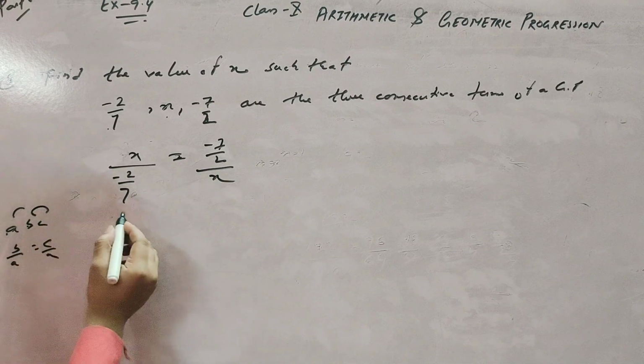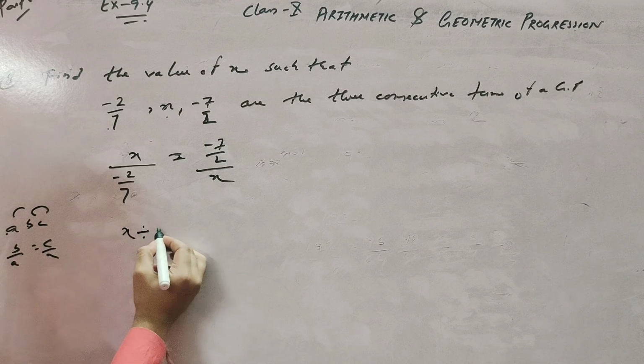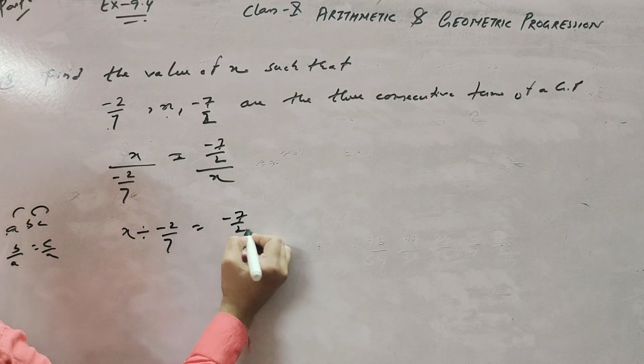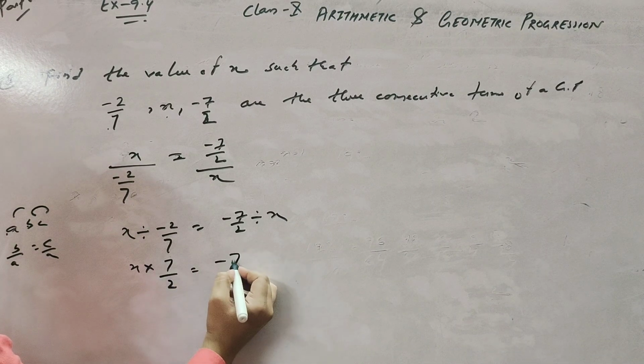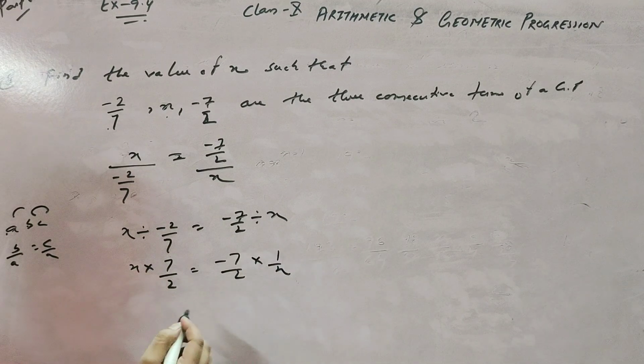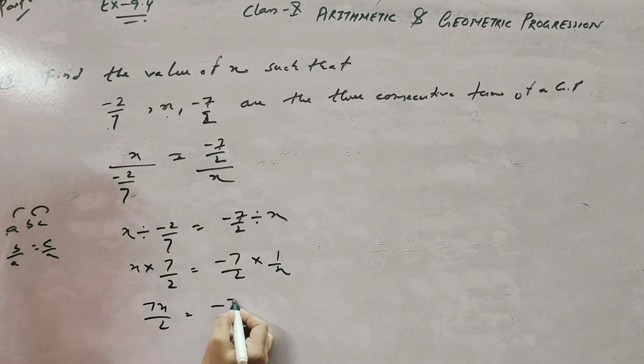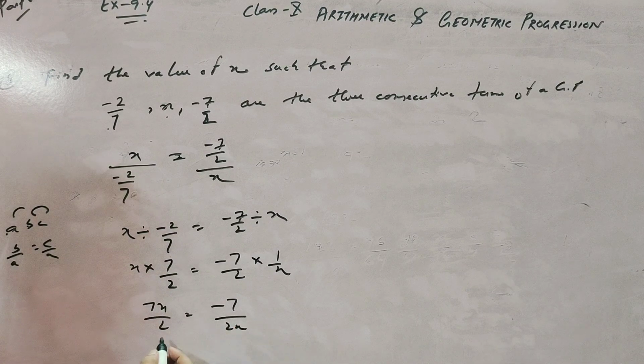Okay, so x divided by -2/7 equals -7/2 divided by x. So x into 7 by -2 equals -7/2 into 1 by x. So 7x by 2 equals -7 by 2x. The 2 cancels, so 7x square equals -7, so x square equals -7 by 7, that is -1, so x equals root under -1. Okay, so the value of x is root under -1.